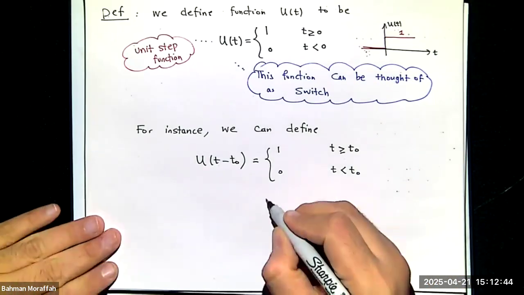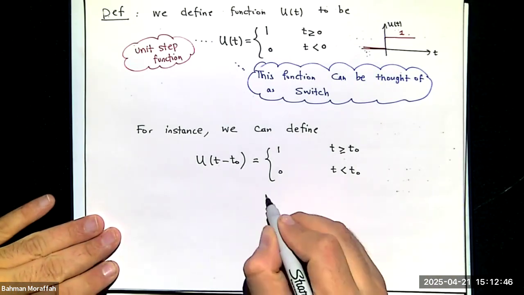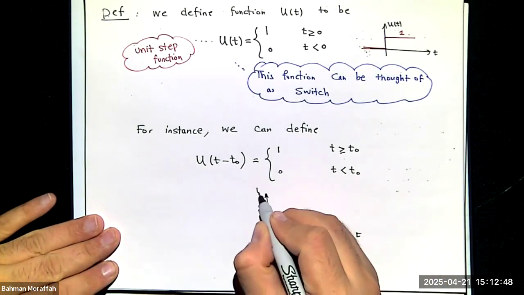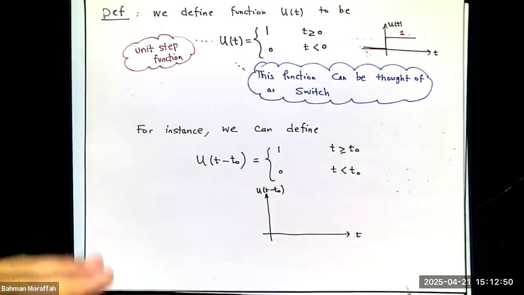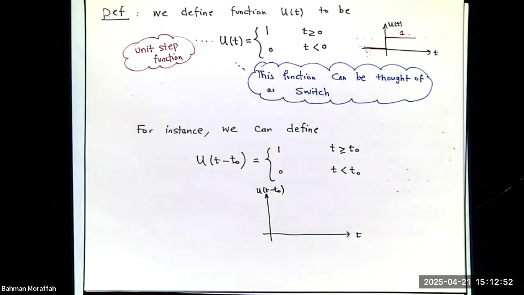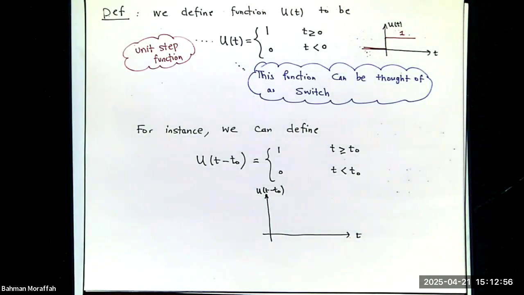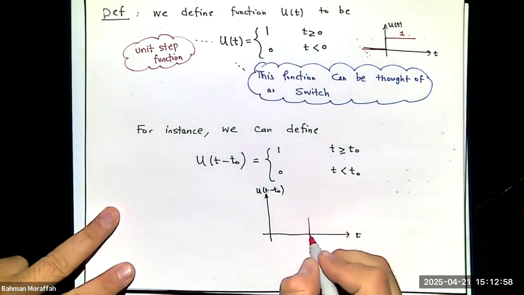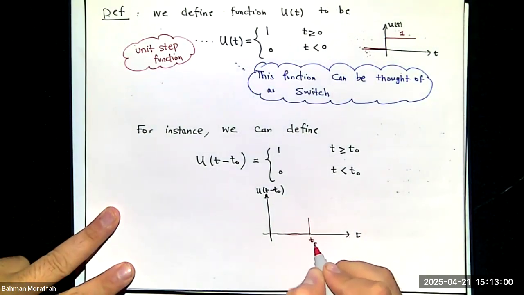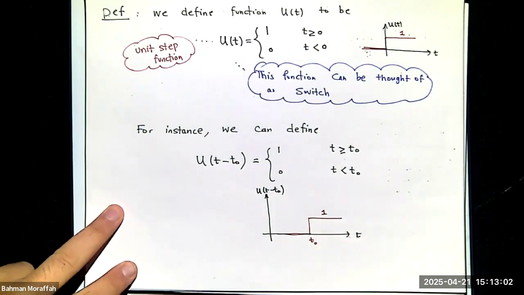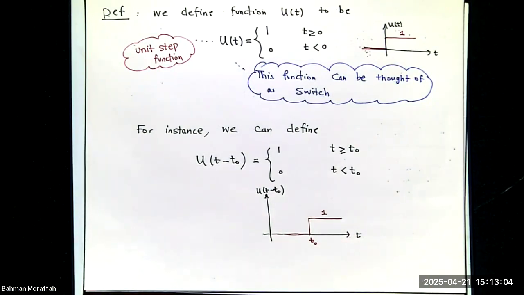If I plot it, again, nothing changes. Basically, I grab this graph and shift it by t naught. So it basically looks like this. This is t naught. It is 1 for all times after t naught, and it's 0 for whatever time I have less than t naught. It's a function, so I can do whatever I want with it.